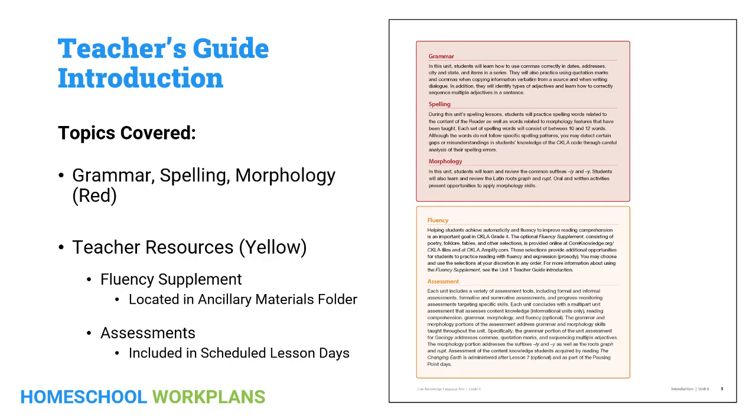All right, next up we have the red section, covering a summary of what they'll be learning in grammar, spelling, and morphology. Morphology is learning about the forms of words, which include things like working with common prefixes, suffixes, as well as working with word roots. And then the final yellow section is an overview of some of the resources available during this unit, including that fluency supplement I mentioned in the last video that's located in that ancillary materials folder you downloaded from the Core Knowledge website. This section also talks about the mid-unit and end-of-unit assessments that are part of this unit, and the teacher's resources I mentioned in the last video are also in the back of the teacher's guide.